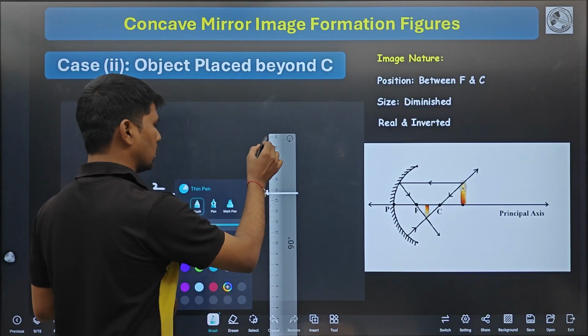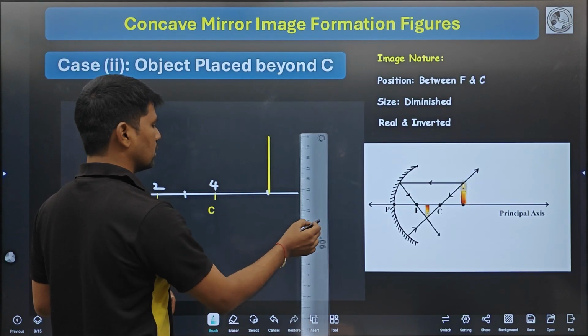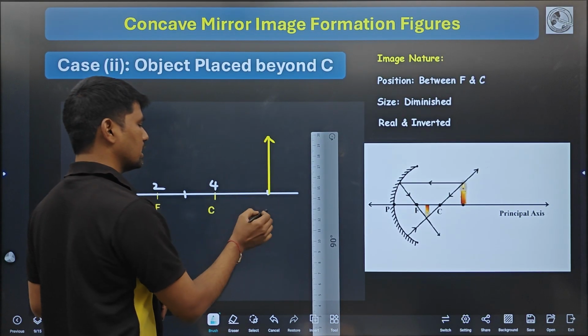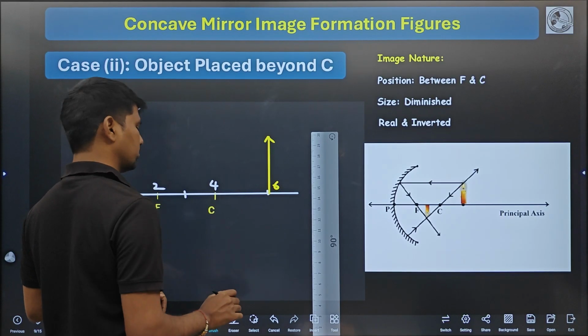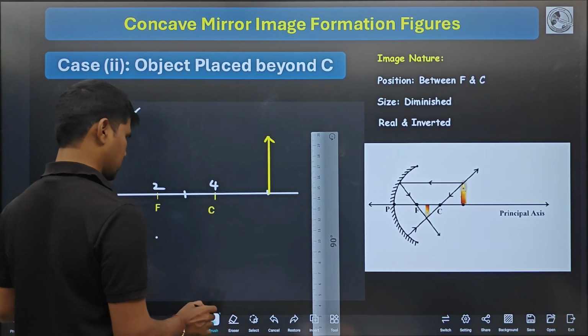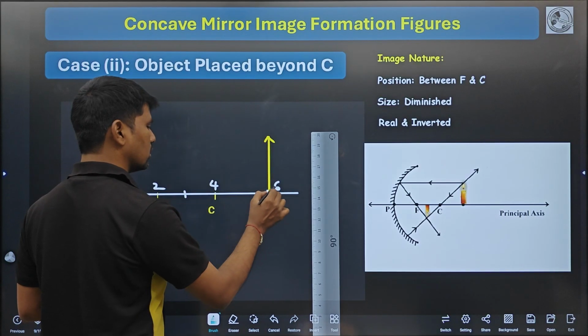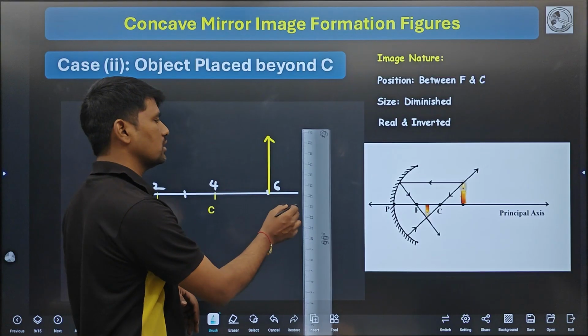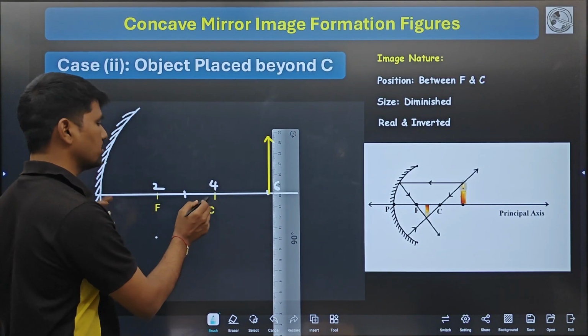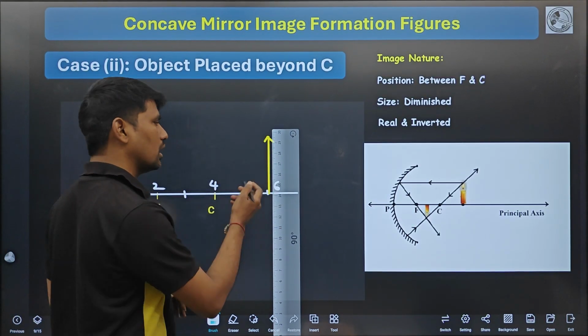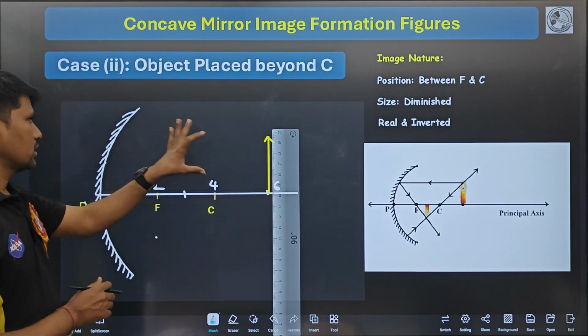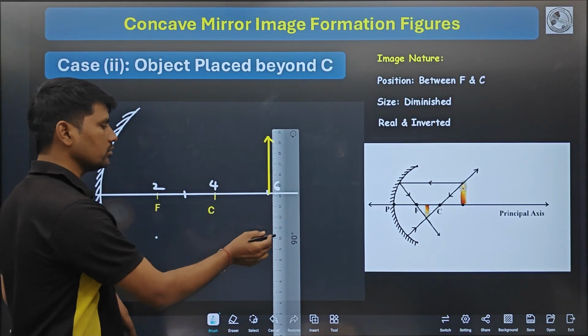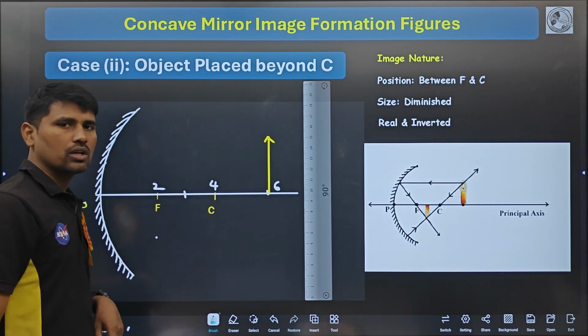See children, I'm taking the object at 6 centimeters from the pole. How much height is your wish. Here, with a 4 centimeter radius, you take 3 centimeters or 2 centimeters. Like this. Next, we have to follow the ray rules.